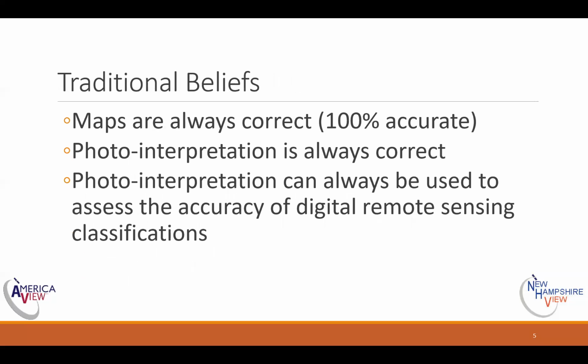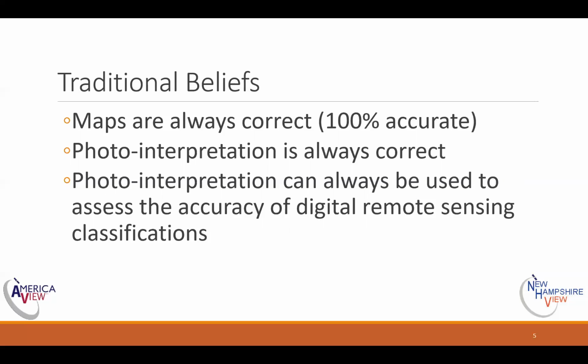There are some traditional beliefs that luckily have been going away. Most people aren't stuck on these as much as they potentially used to be, but you have to be careful about that. So one belief that you hear sometimes is that maps are always 100% correct. We know that's not true, right? Even if the best government agency made the map, or even if you made the map, it's not going to be perfect. So just because it's in beautiful color and it has some government stamp on it, that doesn't mean it's 100% accurate.